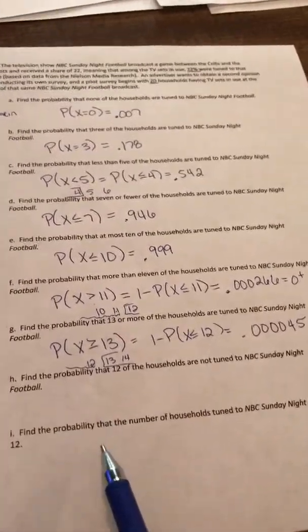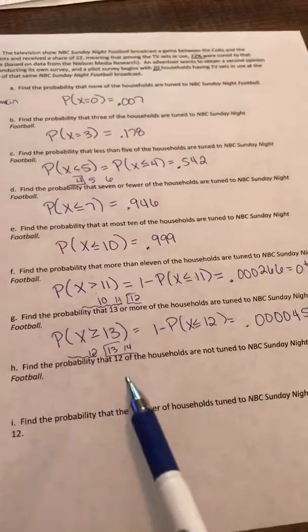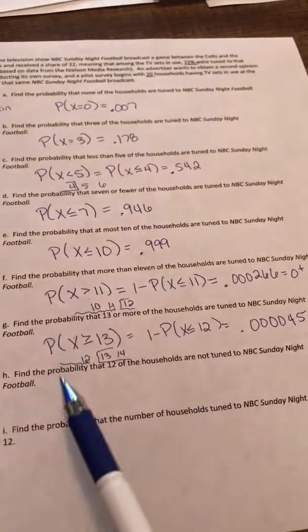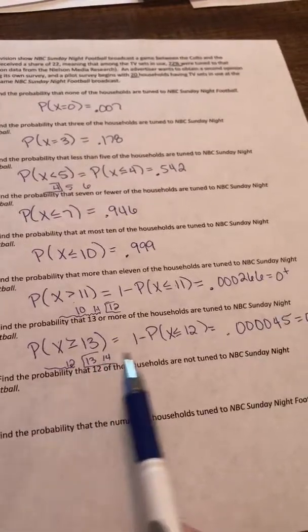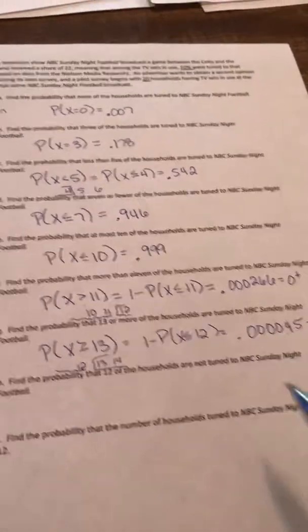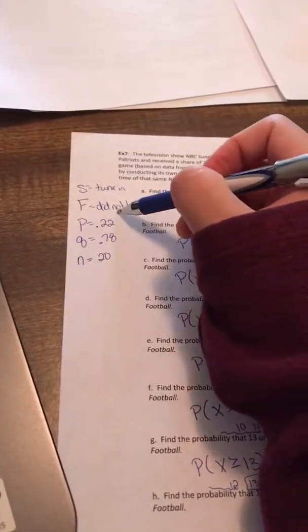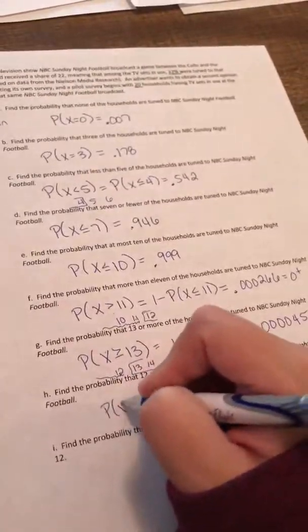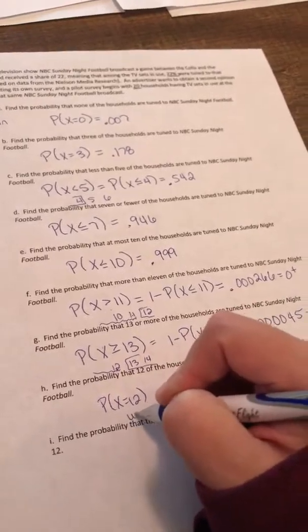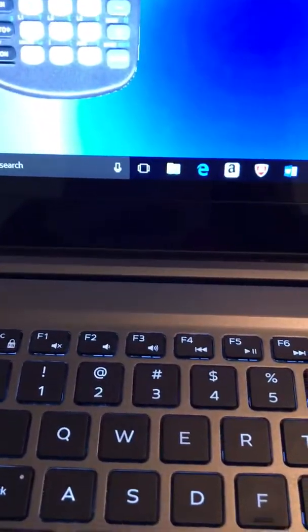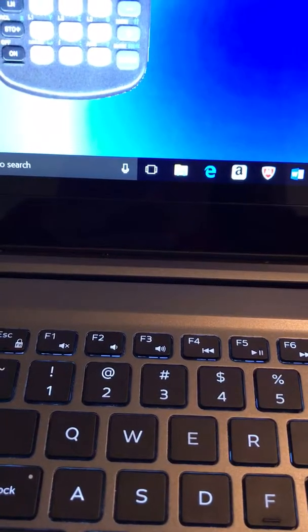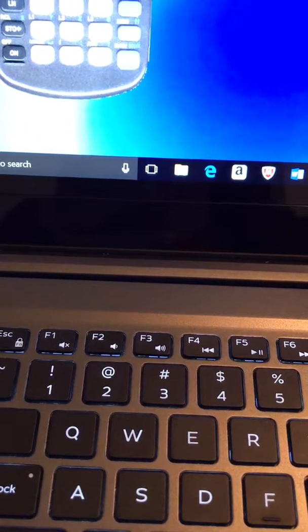Now H and I go hand in hand. It's the one I was talking about. You have to make sure whether or not it's talking about failure or talking about equal to or not equal to. Find the probability that 12 of the households are not tuned in. Not tuned in means we're failure and our Q is what we're talking about. So this is the probability that X is equal to 12 using our Q instead. So we're going to go to binom PDF. Oops, wrong button. Second vars and then binom PDF.